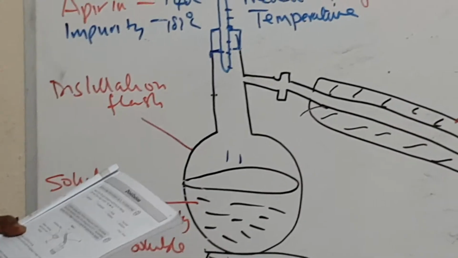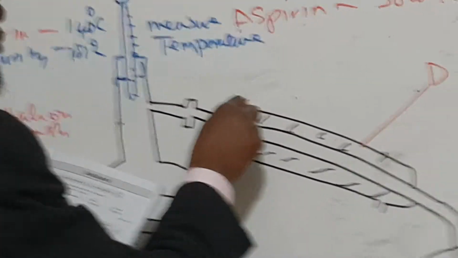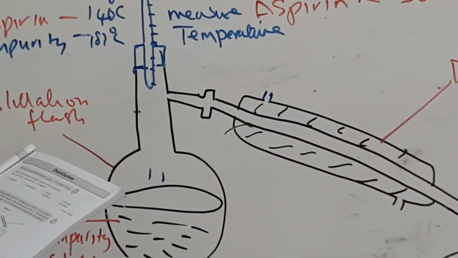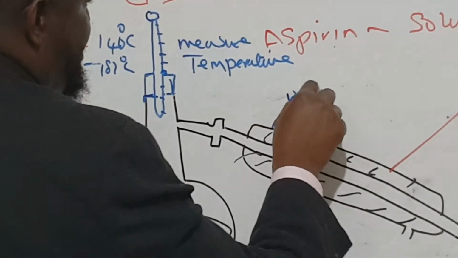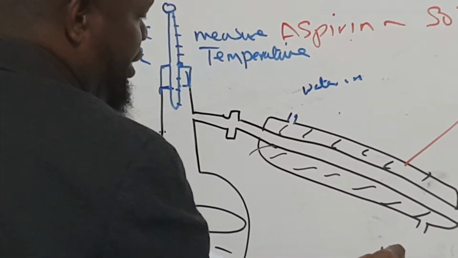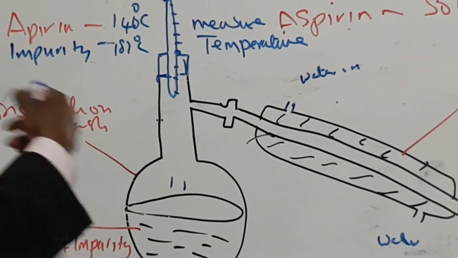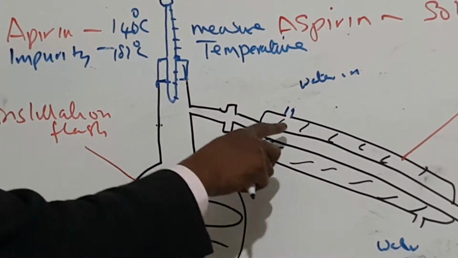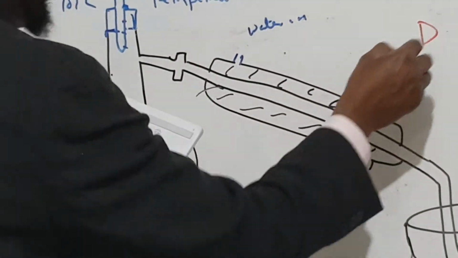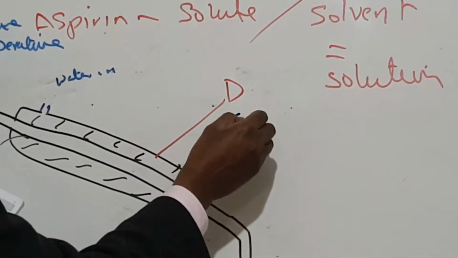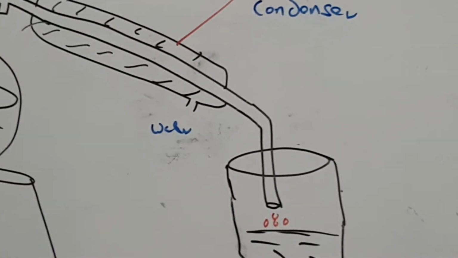Do you have any other defect here? There should be water in here. Yeah, water in and here water out. Because if not, there will be a lot of heat in it. So water in, water out. Because the water will be here, that will cool the temperature. That's why you call this the cooling, the condenser. Yeah, it's called the condenser.